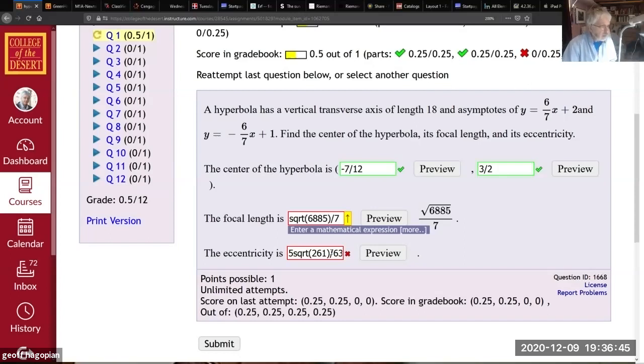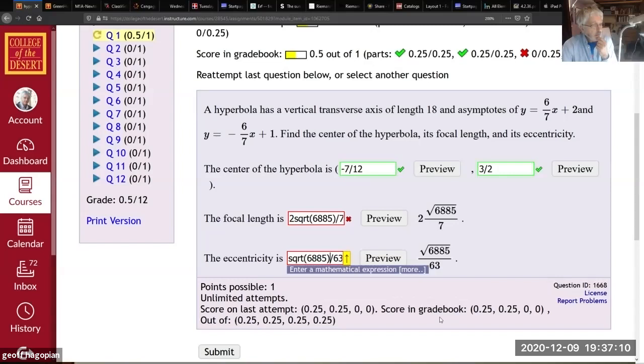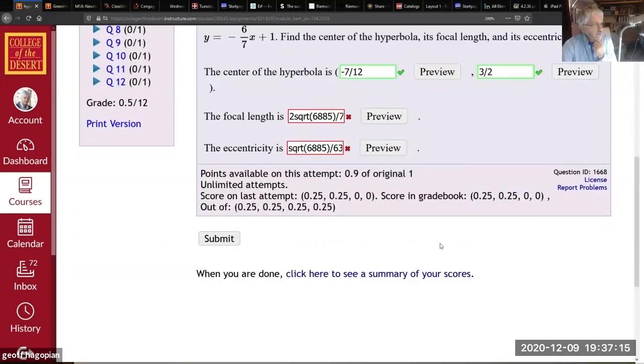Okay, so C, so we want twice C, right? So C is the square root of 6885 over 7. Twice C is then this, and the eccentricity is going to be this. Let's copy that and paste it in here. All right, let's see if that doesn't fix it. It doesn't. I was pretty sure I had C right.